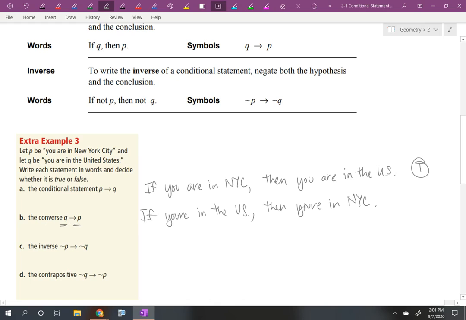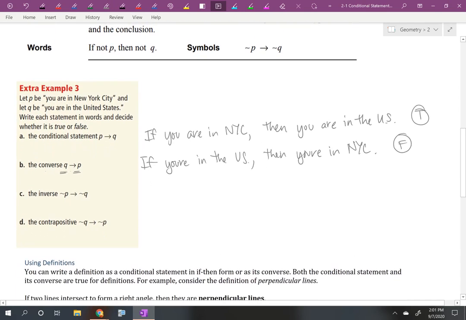Well, I'm in the US, but I'm not in New York City. So I'm what we would call a counterexample to that. And so that makes it automatically false. If you can find one counterexample, you are golden. You have proven it is not true. All right, what about this?